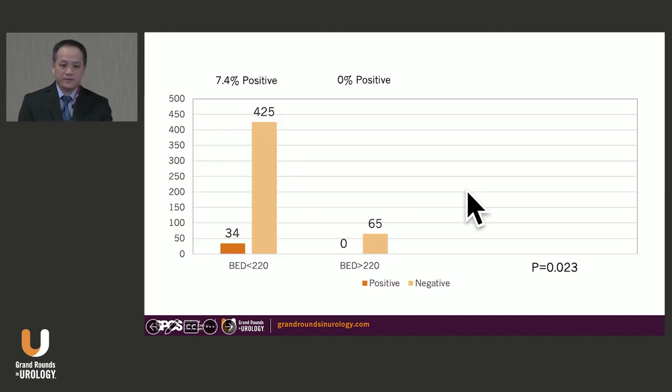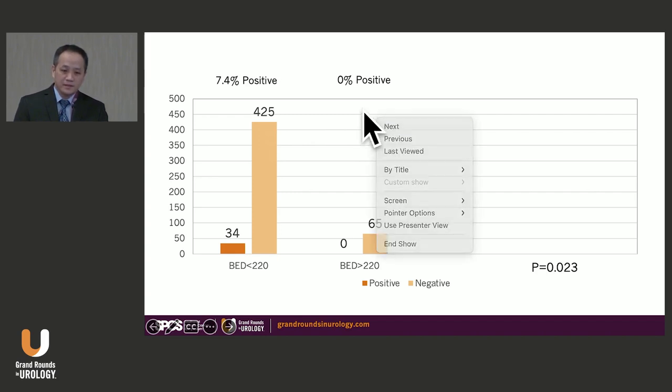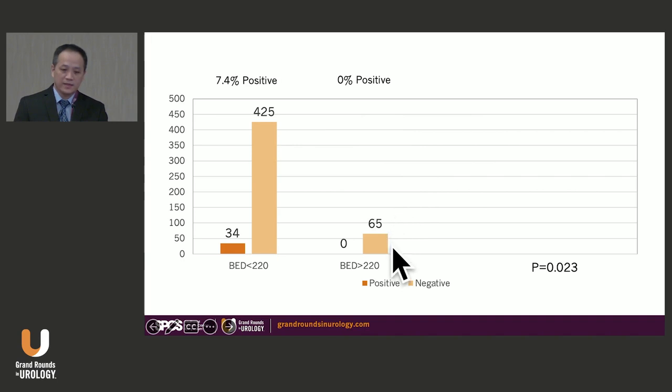All right, so then we further separated it into two groups. We found that the patients who received less than 220 BED still have a 7.4% positive rate. So we're trying to find out what BED is needed to have a negative biopsy. That's the 220. That's where this BED 220 comes from. It has a 0% positive biopsy rate.